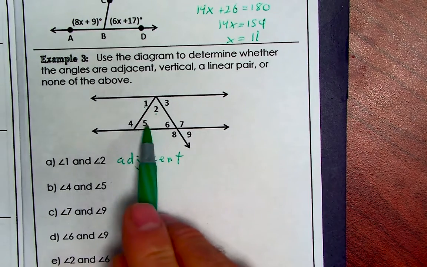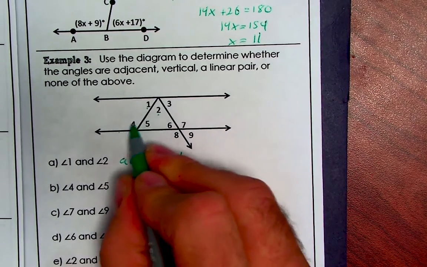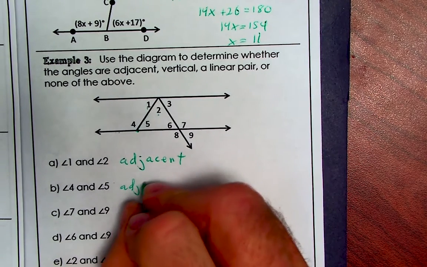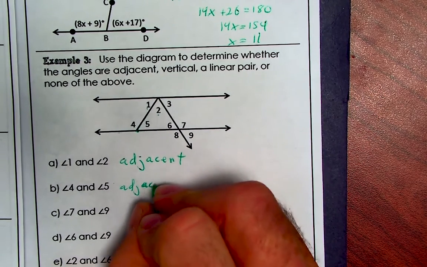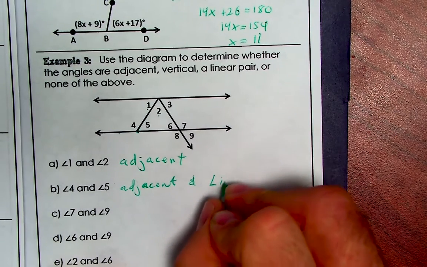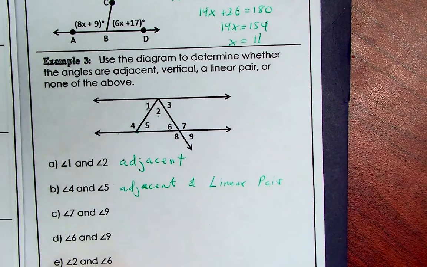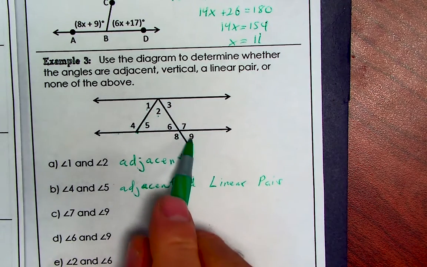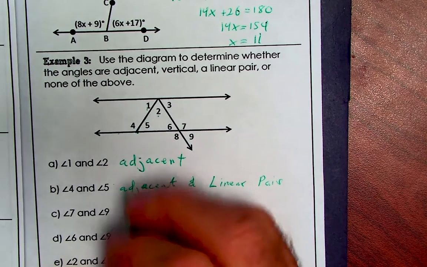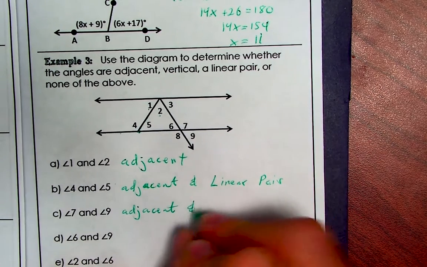4 and 5, you can see they make a straight line, and they're also right next to each other. They share this common vertex. So they're adjacent and a linear pair. Okay, 7 and 9, it's the same thing. They're next to each other, and together they form a straight line, so they're also adjacent in a linear pair.